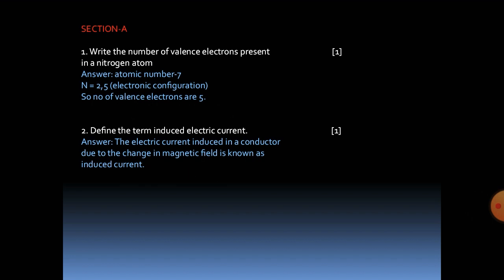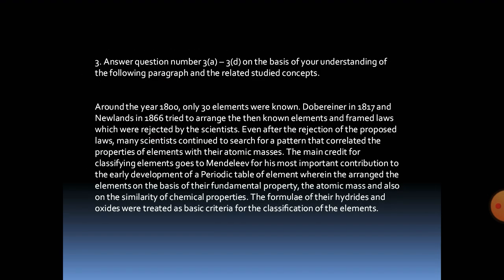The next question is, define the term induced electric current. The electric current induced in a conductor due to the change in the magnetic field is known as induced current. The third and the fourth questions are paragraph based questions. You have to read the paragraph and then answer the questions. So, first read the paragraph.